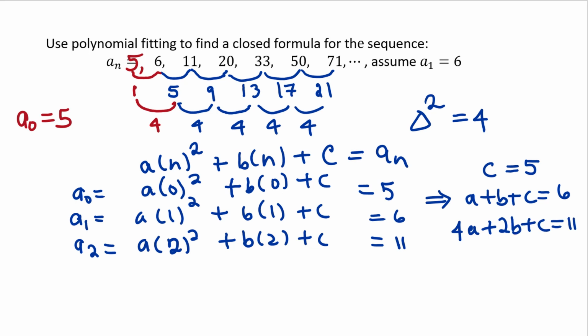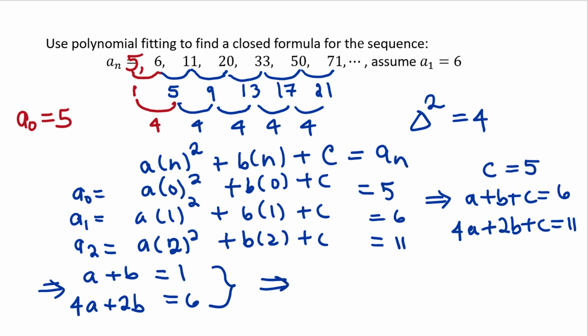So the system of equations that we get: c equals 5, because a times 0 is 0, b times 0 is 0. Then we get a plus b plus c equals 6, and 2 squared is 4, so 4a plus 2b plus c equals 11. Let's continue by putting in c. So a plus b plus 5 equals 6. If we subtract the 5, 6 minus 5 is 1. Then we'll have 4a plus 2b equals 11 minus 5, which would be 6.